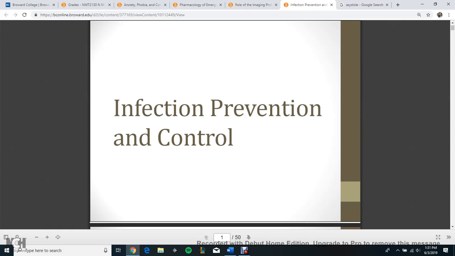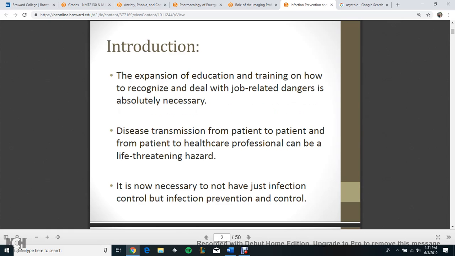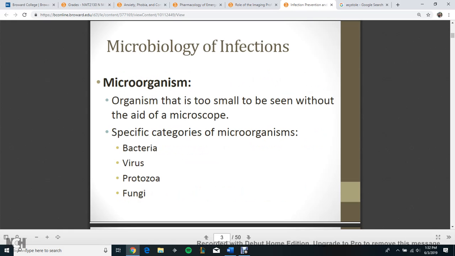Infection prevention and control. Introduction. The expansion of education and training on how to recognize and deal with job-related dangers is absolutely necessary. Disease transmission from patient to patient and from patient to healthcare professional can be a life-threatening hazard. It is now necessary to have not just infection control, but infection prevention and control.